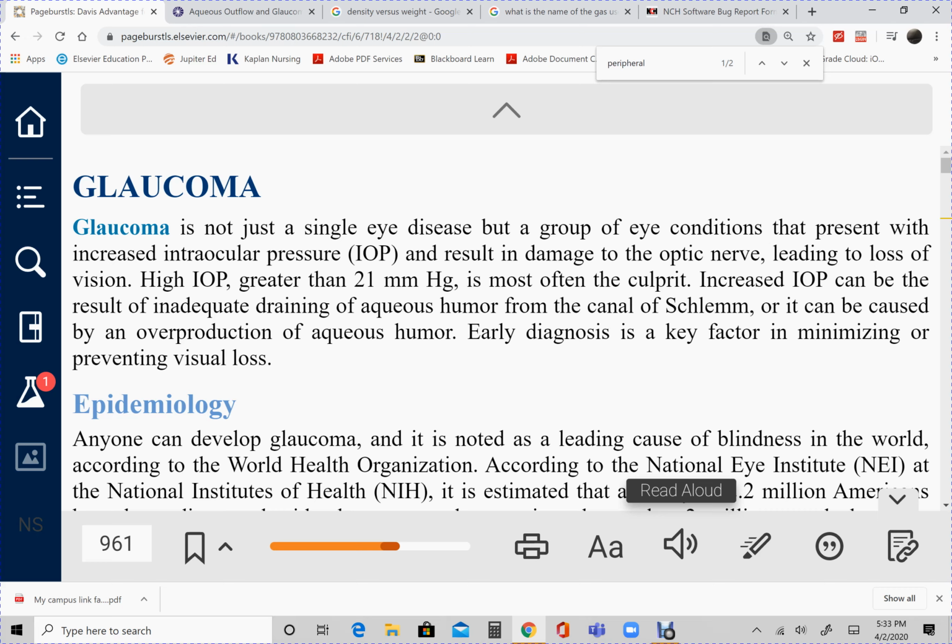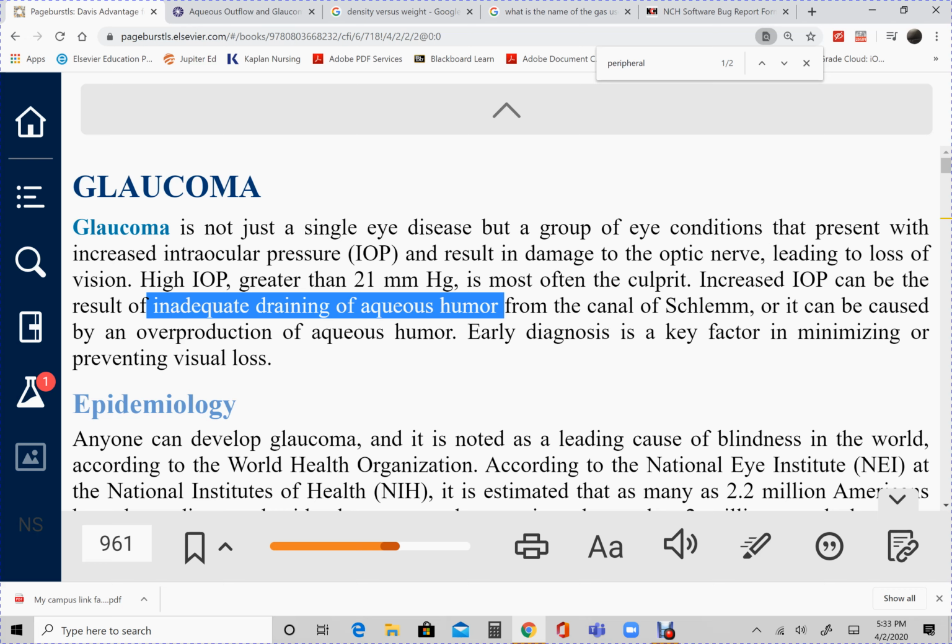volume in it. So the problem here is there are two things that will increase intraocular pressure. One, there is inadequate drainage of aqueous humor. Aqueous humor is that fluid inside the eyeball which is constantly circulating, giving your eyeball its normal shape. Or it can also be caused by an overproduction of aqueous humor.